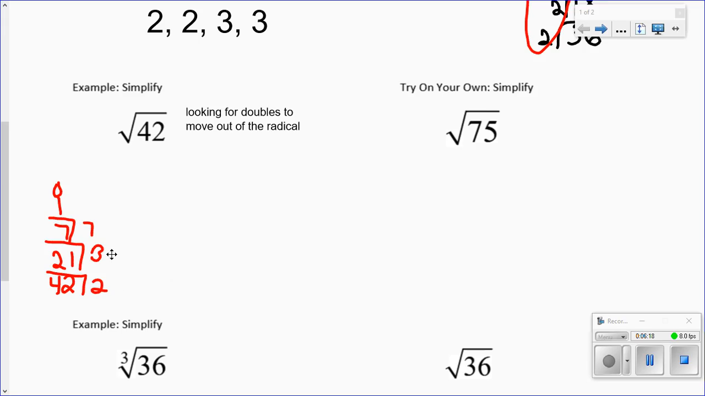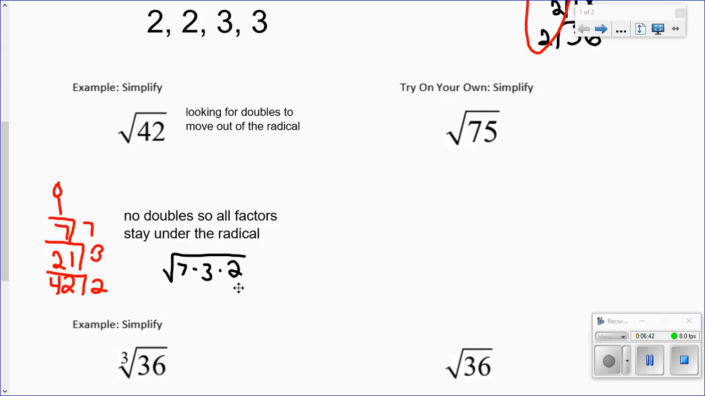Now, when we are trying to figure out stuff to pull out of a square root, we need doubles of numbers. Unfortunately, we only have a 7, a 3, and a 2. There's no doubles there. Ugh. So what that means is all these, we can't pull anything out of the radical. So actually the square root of 42 is the simplest form. We would just take all these prime factors and put it back under the radical and then simplify it. So we actually do get the square root of 42, and we can't simplify it any further. We just leave it as is.